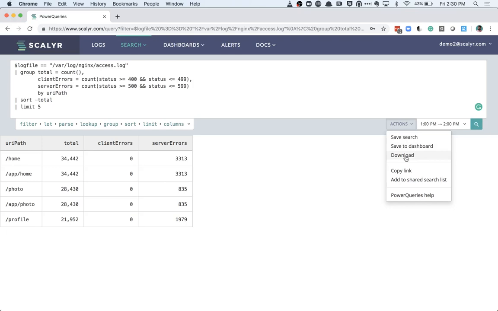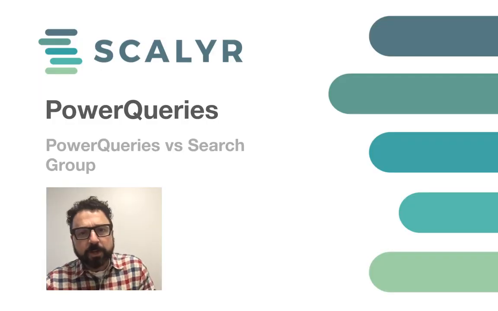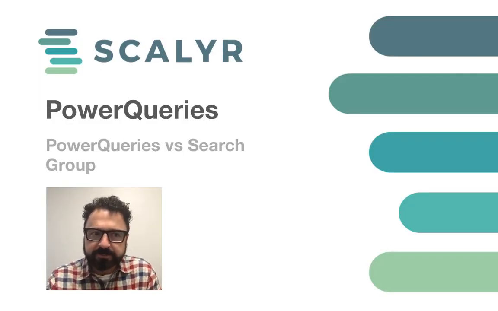I can also download this to a CSV file if I want to work with it in another system like Excel. And lastly, I can also copy this link and share it with other folks that are in the Scalar account. So I hope this has been a useful introduction to Power Queries and gives you an idea of some of the things that you can do with the group command.